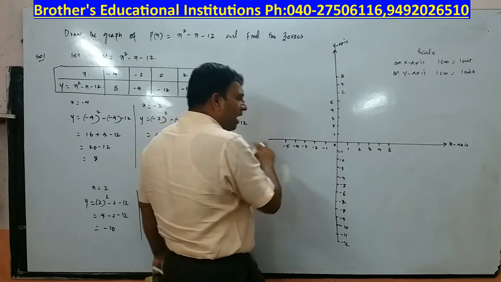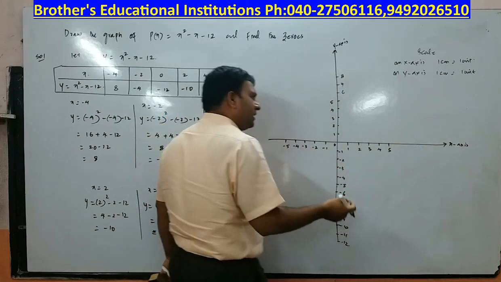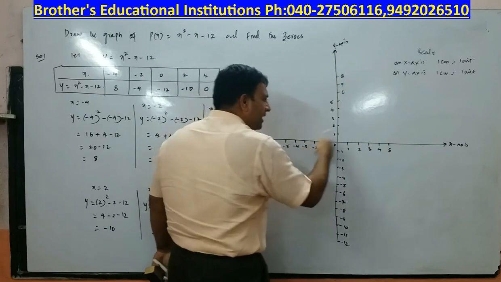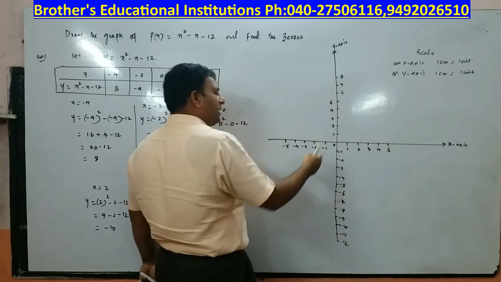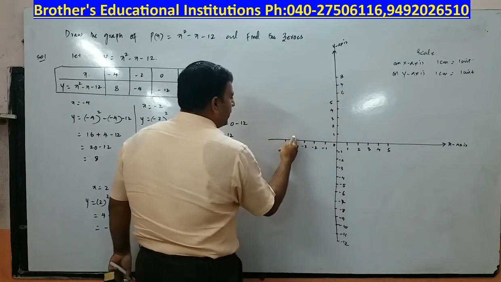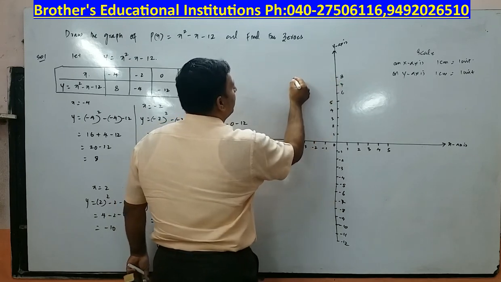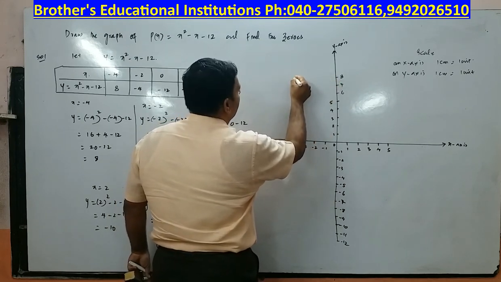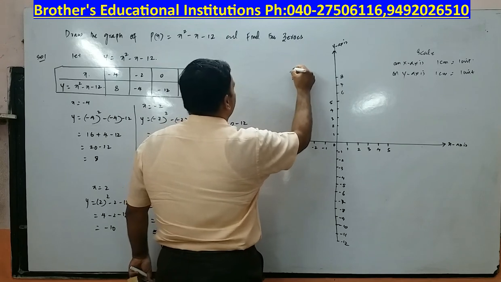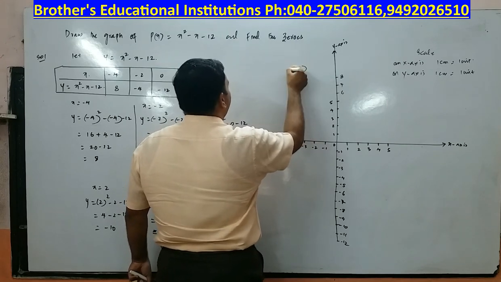Now this is all you will do on a graph sheet. In the center of the graph, you will draw a horizontal line, call that the x-axis, and a vertical line, call that the y-axis. These points you mark and you begin like this. Here you have 0. For x is equal to minus 4, y value is equal to 8. So I will mark a cross here, and this is the point called minus 4 comma 8.